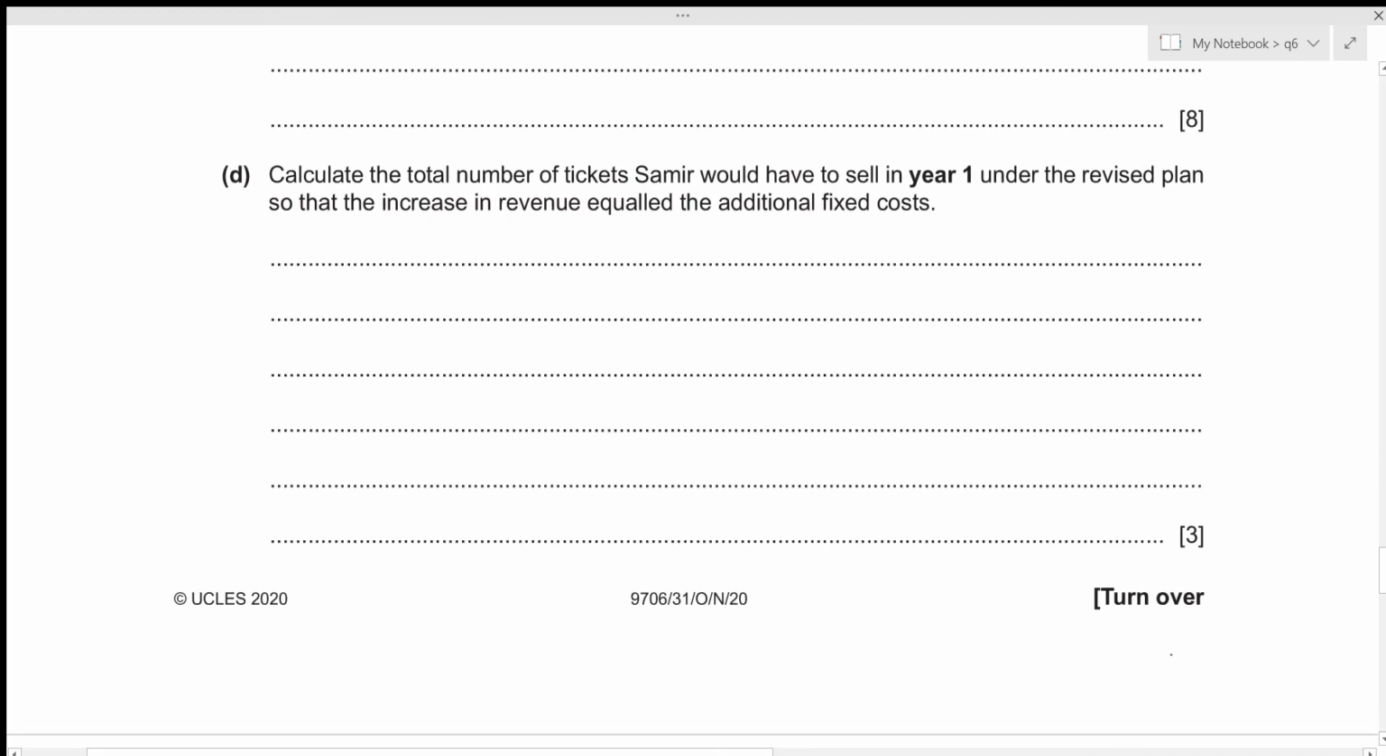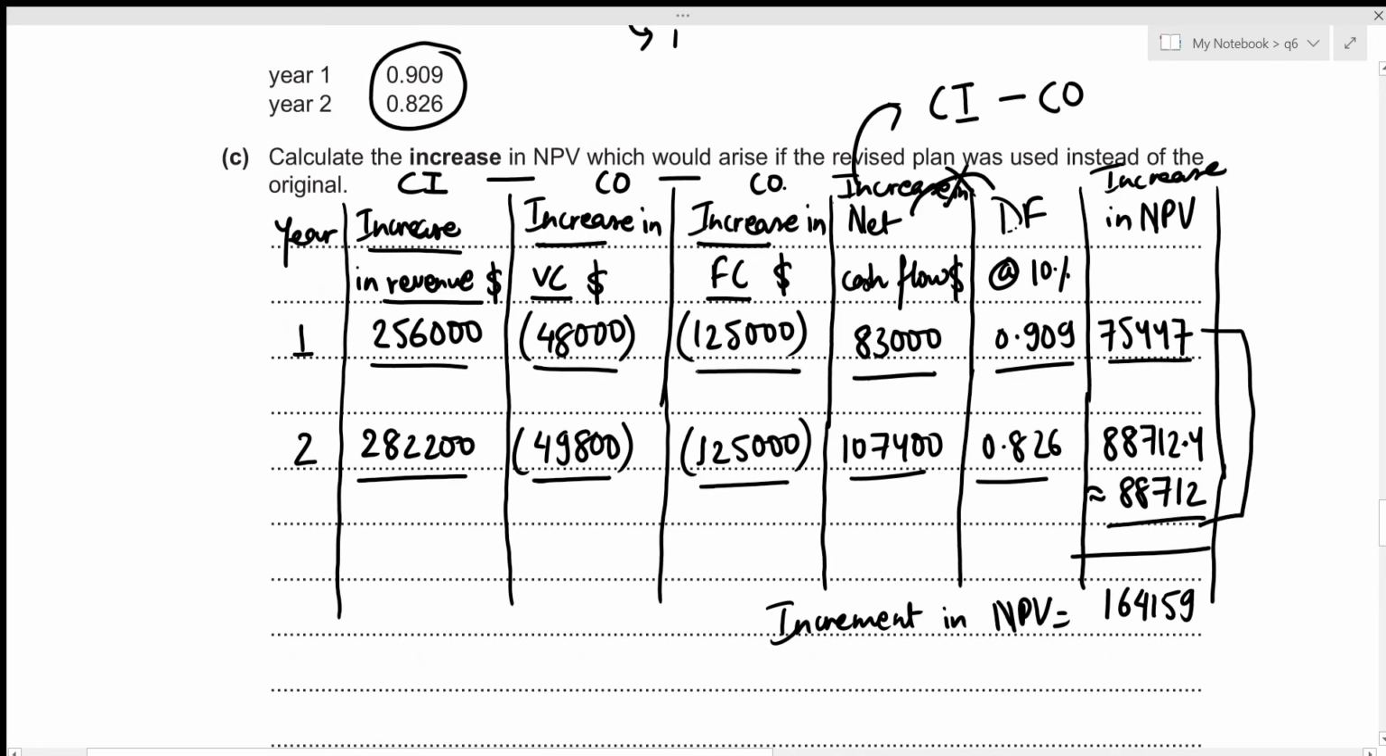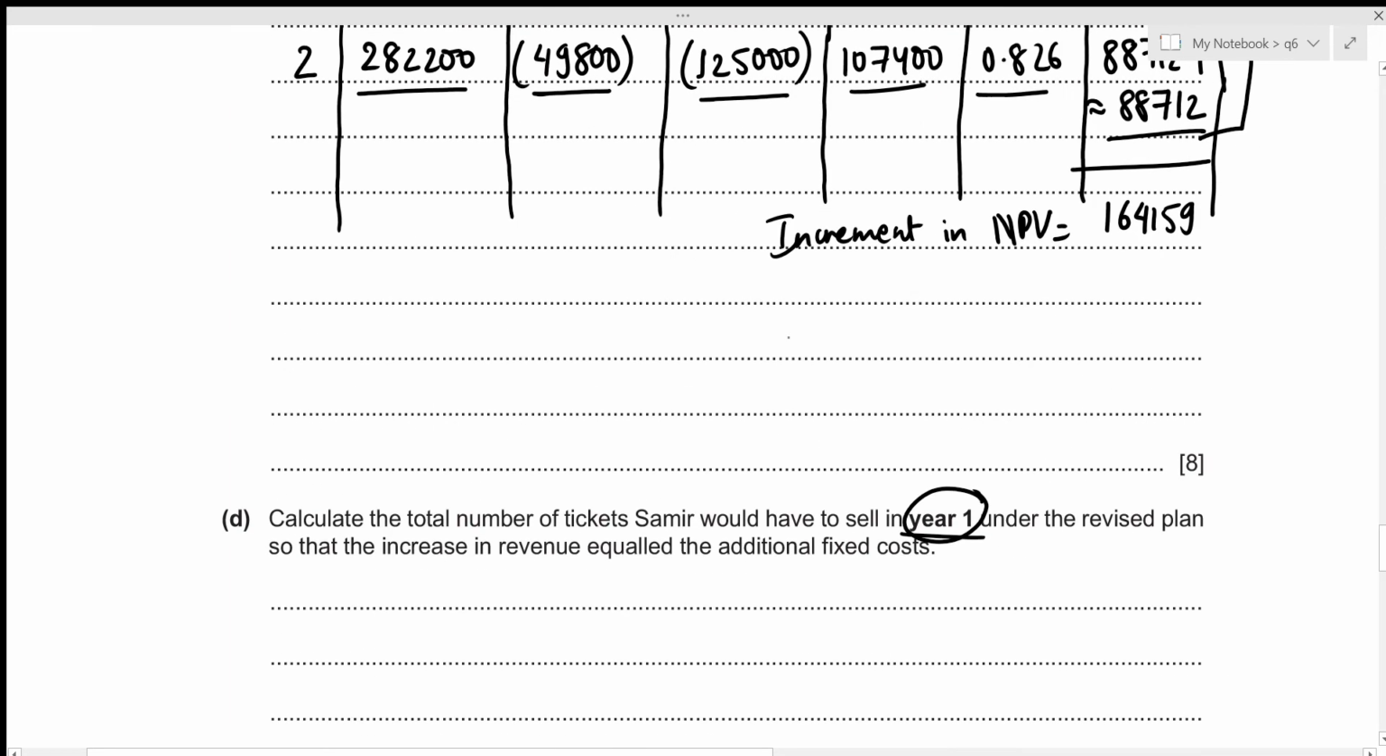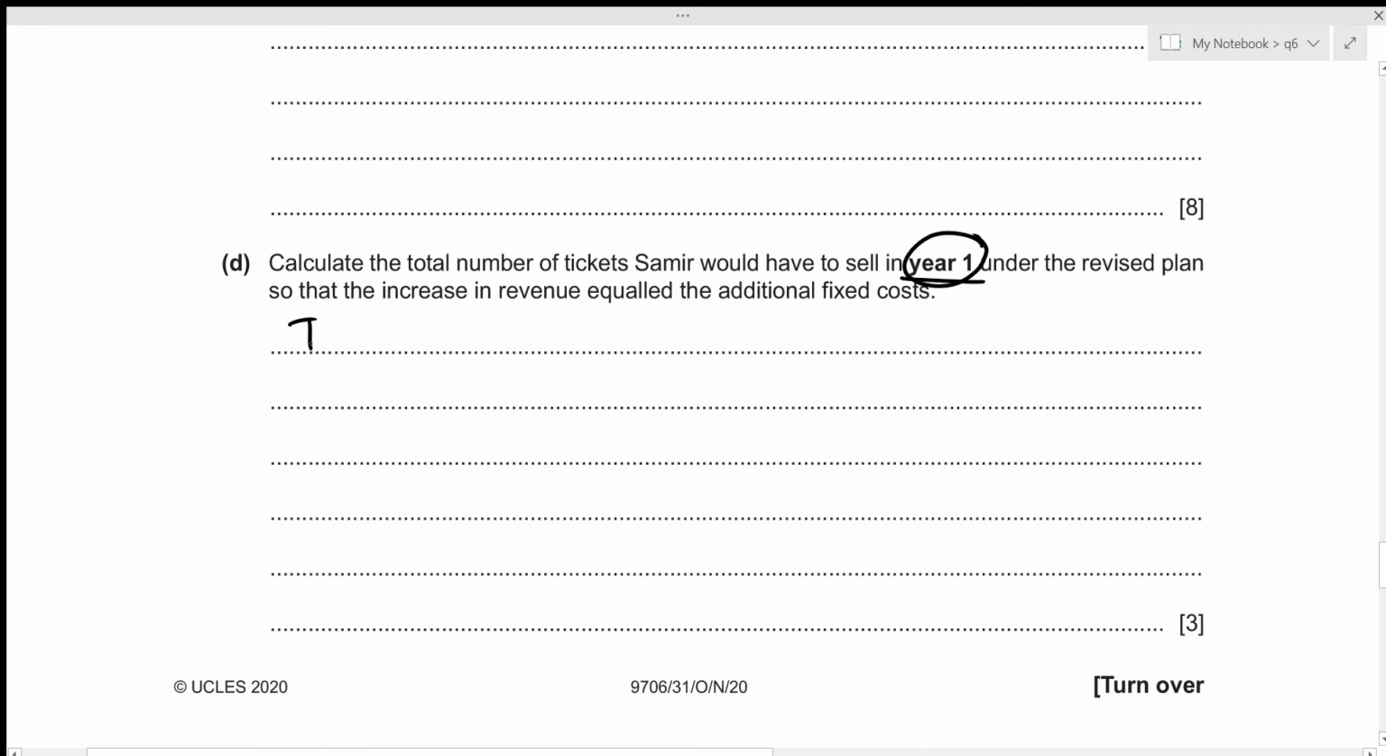We now need to calculate the total number of tickets Samir would have to sell in year 1 under the revised plan so that the increase in revenue equaled the additional fixed costs. And since we're talking about only year 1, the increase in our additional fixed costs would just be that of 125,000, right? Let's write it down. So increase in fixed costs is 125,000.